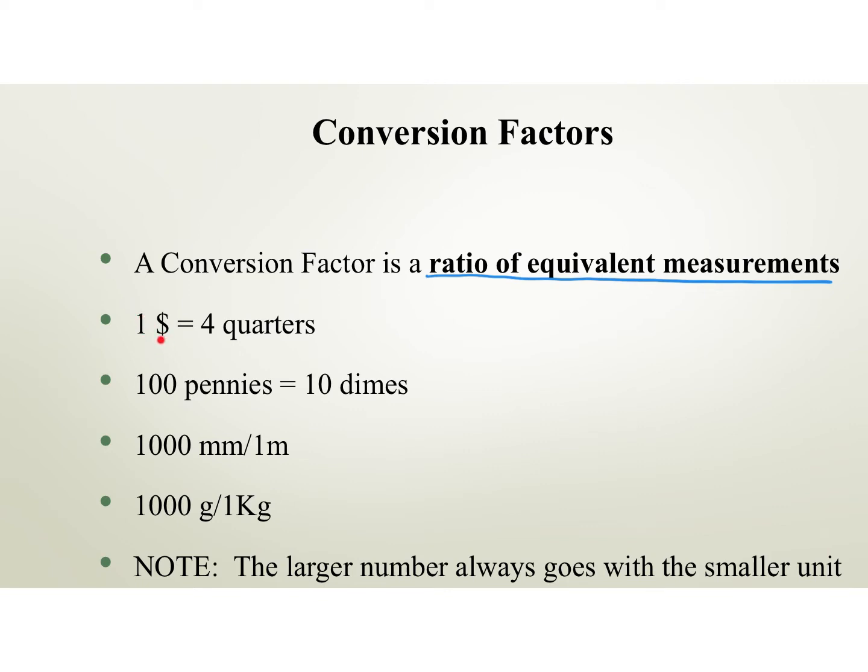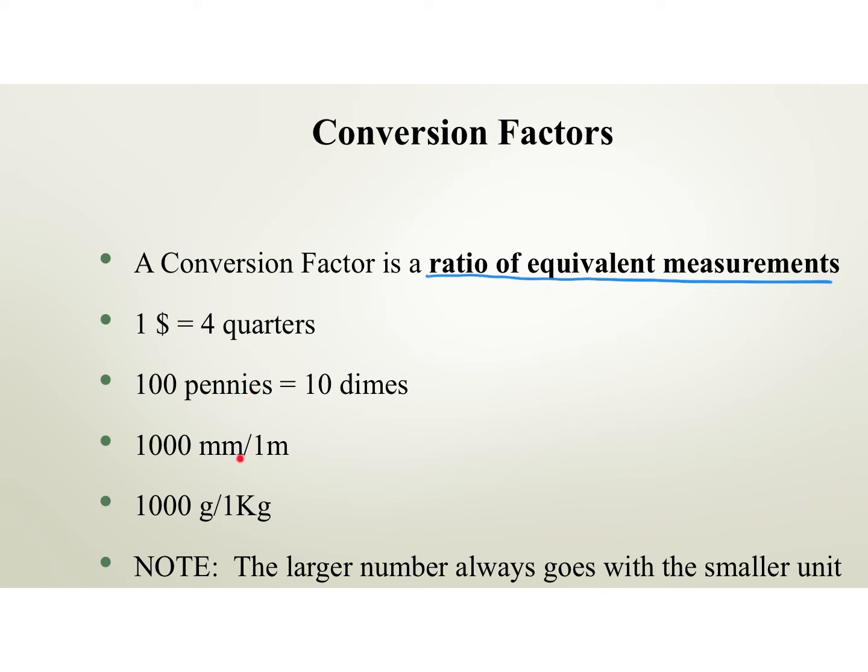One example could be $1 is equal to 4 quarters. Notice it's 2 different units. This one is in the unit of dollars, and this one's in the unit of quarters. However, are these 2 measurements equal? Is $1 really equal to 4 quarters? They have to be equal measurements. And so we can use these conversion factors to convert units. We could get from quarters to dollars or dollars to quarters. Another example is 100 pennies equal 10 dimes. Do 100 pennies actually equal 10 dimes? Yeah, they both have the same value.